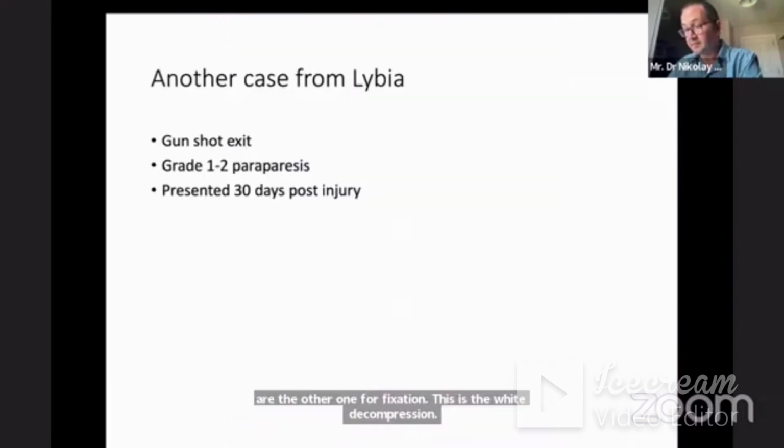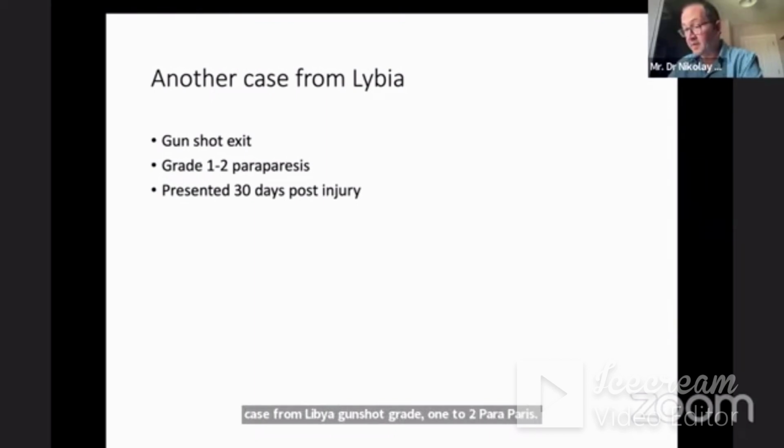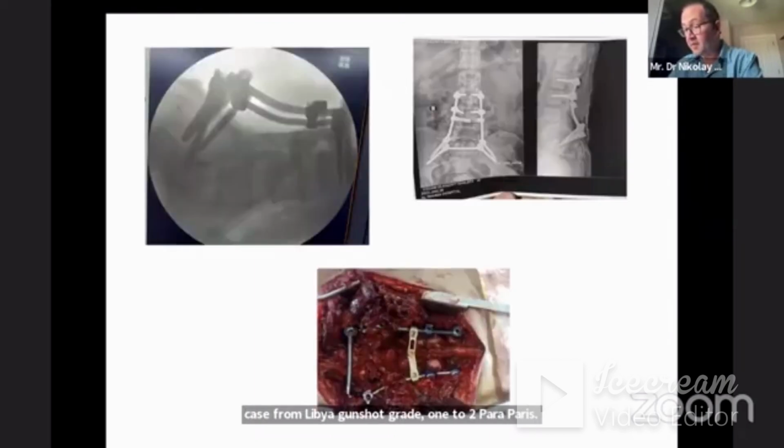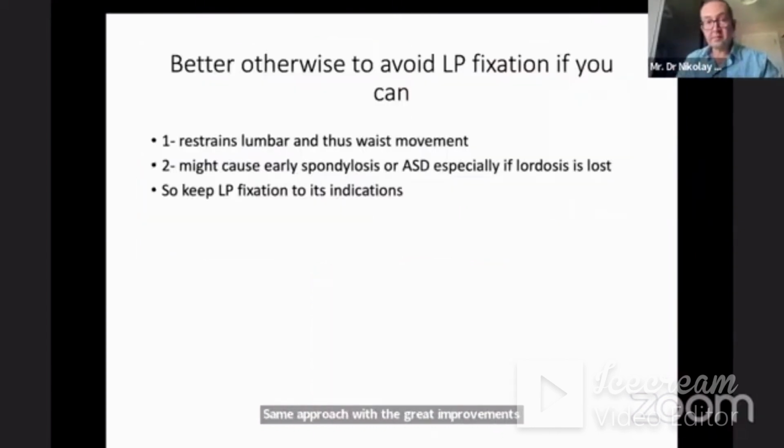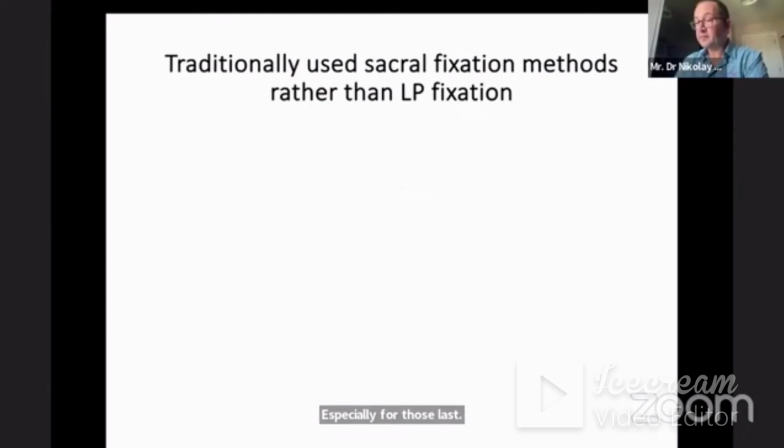Another case from Libya, gunshot exit, grade 1 to 2 paraparesis, presented 30 days post-injury. Same approach with great improvement. This does not mean that this method of fixation does not have any drawbacks, and it's better to avoid it when it's not needed, because it restrains lumbar and thus waist movement that might cause early spondylosis or adjacent segment degeneration, especially if lordosis is lost. So it has to be kept to its indications.